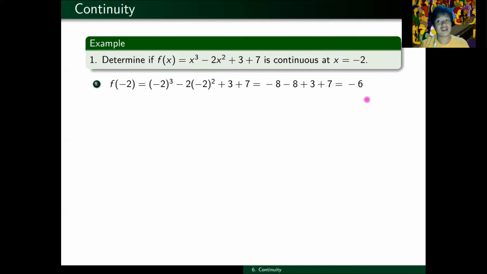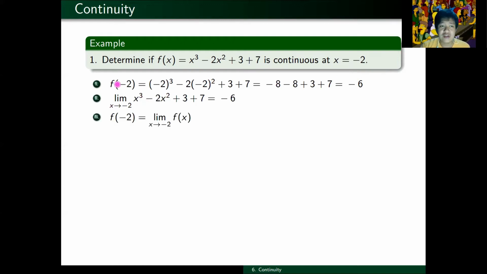So first condition is satisfied. F of negative 2 exists. Specifically, f of negative 2 is negative 6. Is condition 2 satisfied? Is the limit of this polynomial function existing as x approaches negative 2? Well, yes. It's just a polynomial function. So to get the limit, you just plug in negative 2, you get negative 6. Second condition is satisfied. Moreover, itong function value at ito pong limit ay nag-equal. So third condition is satisfied. All of the conditions are satisfied. F is continuous at x equals negative 2.